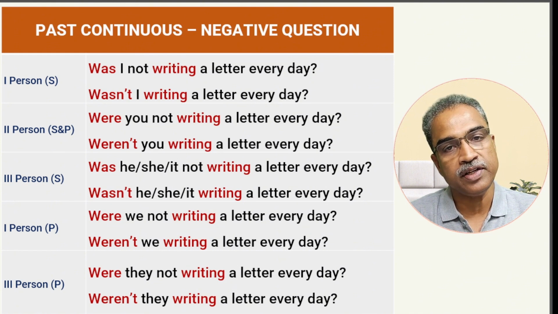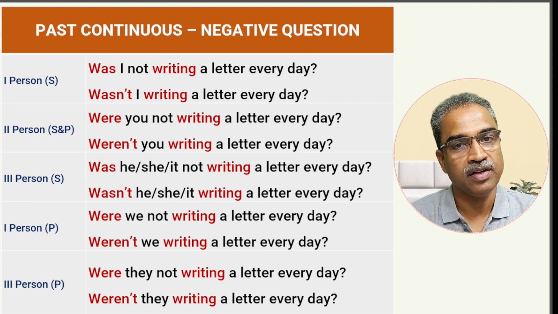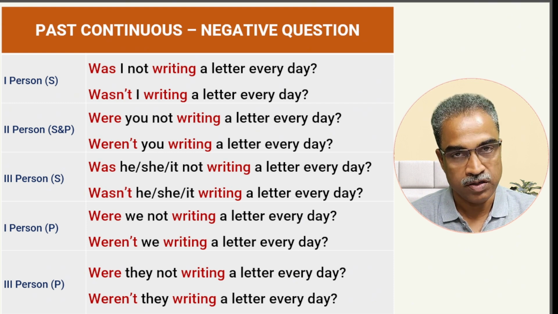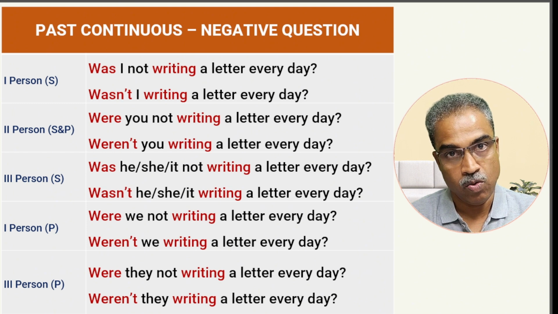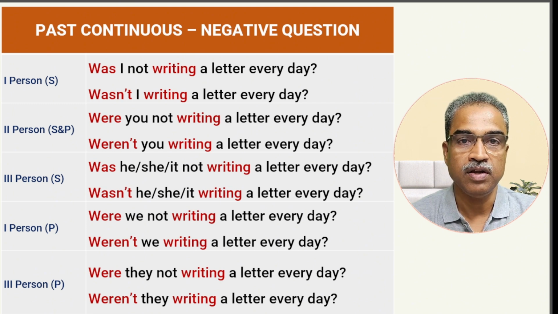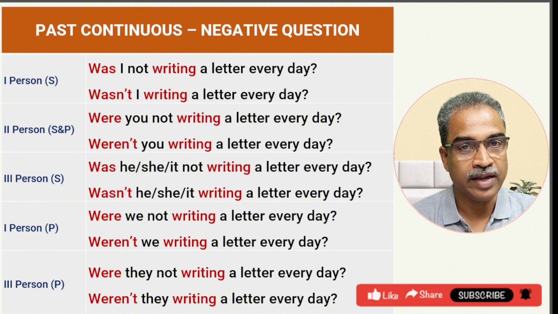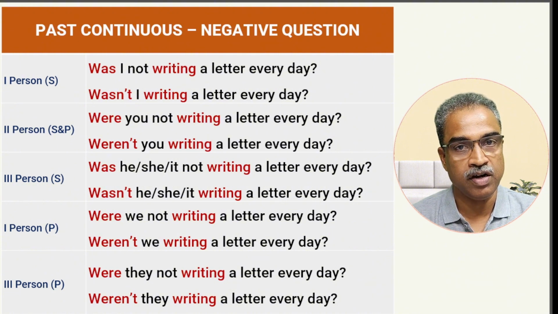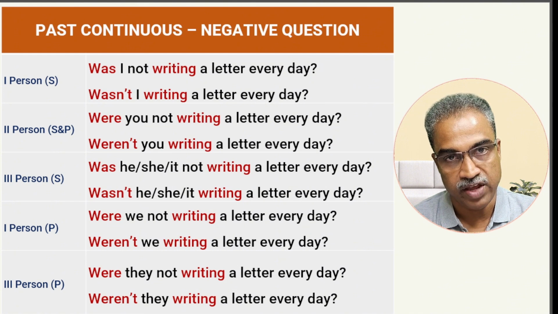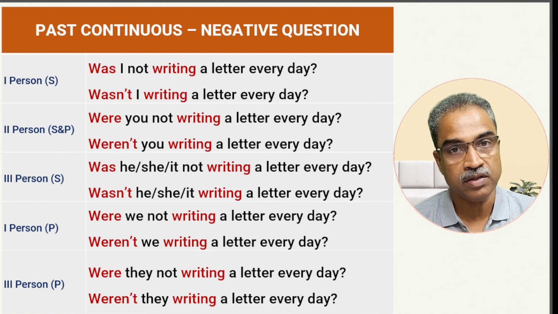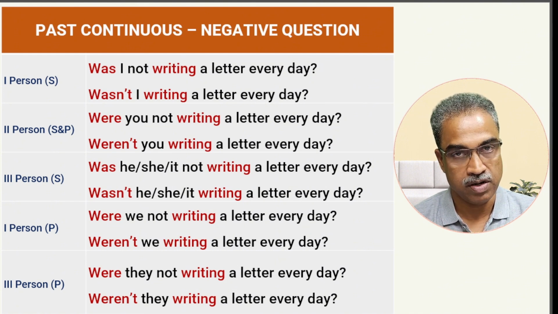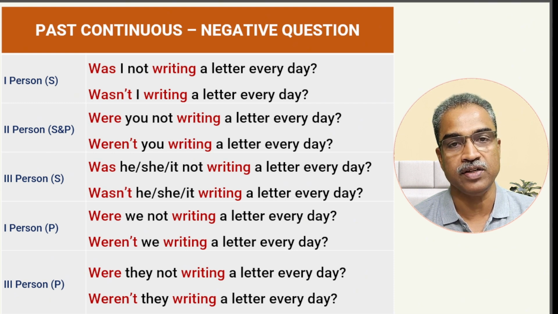Now first person plural, we. "We were not writing." "Were we not writing?" Or else "Weren't we writing?" And similarly, the last one, third person plural, they. "They were not writing." So, "Were they not writing?" Or else "Weren't they writing?"